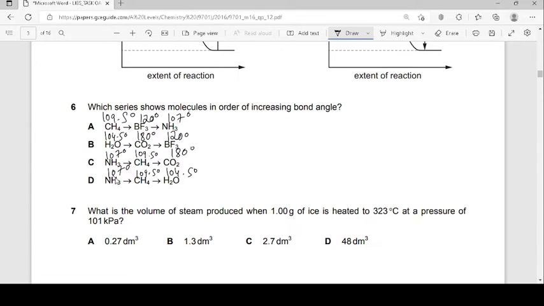So I'm starting with D. This is increasing bond angle, but then this is decreasing, so that means D is wrong. This is increasing bond angle order, so I would say my answer is C. This is increasing bond angle, but then this is decreasing, so that means B is not the answer. This is increasing bond angle, but then this is decreasing, so that means A is not my answer either. So C is my answer.